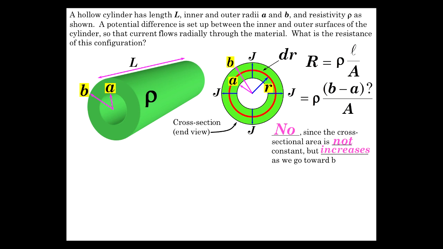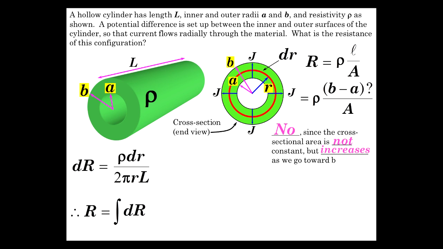Are you following this still? Good. So what we've got to do is get the differential resistance. That'll be the resistance of this little differential tube of material with resistivity rho. And it's rho L over A. Rho dr over A, where A is 2 pi r L, the circumference times the length. That's the area where the current's flowing through.